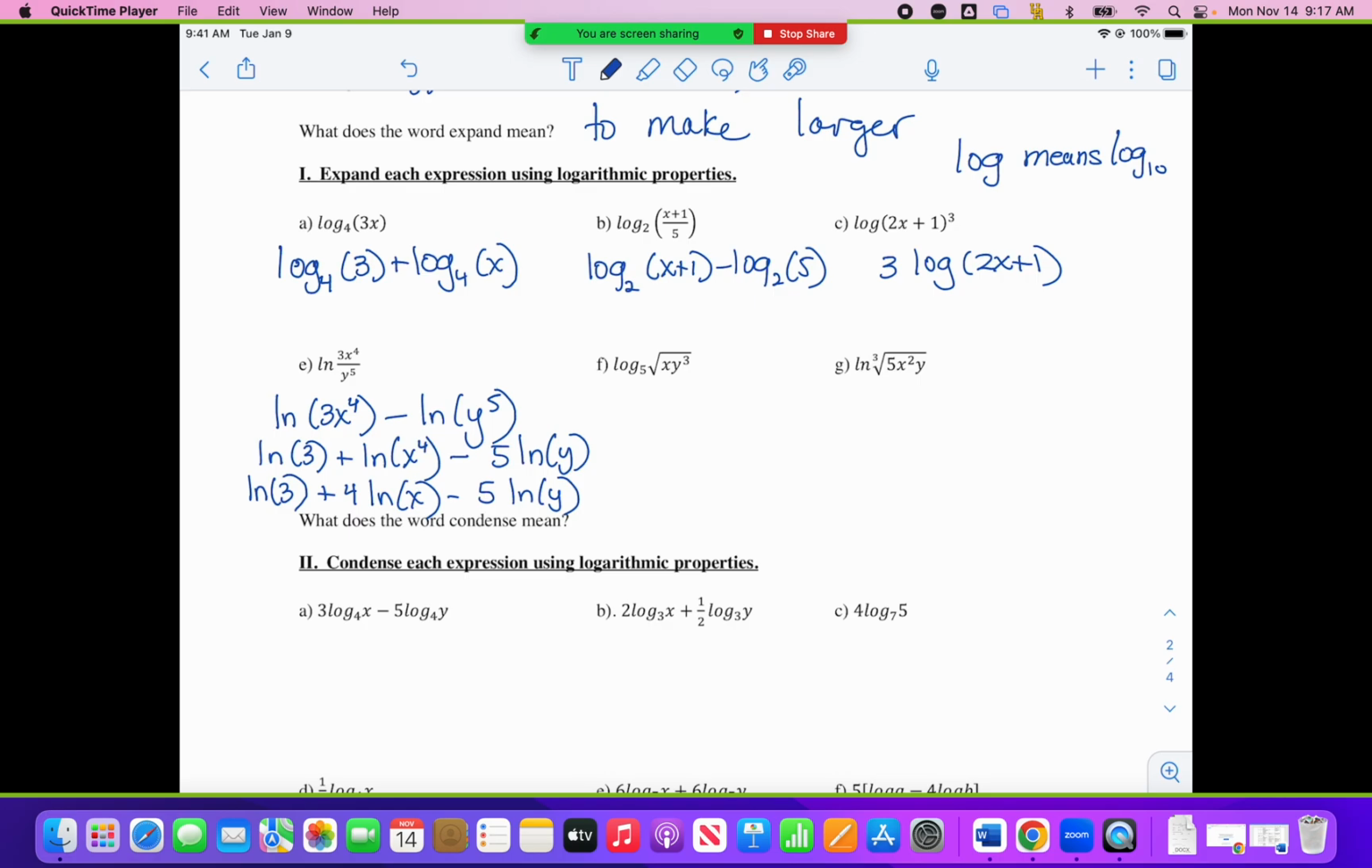So I have the natural log of the difference, then this is a product. Why can't I bring the 4 down first? Because look, there's no 4 in front of the natural log of 3. Why can't I do the power rule before the product?